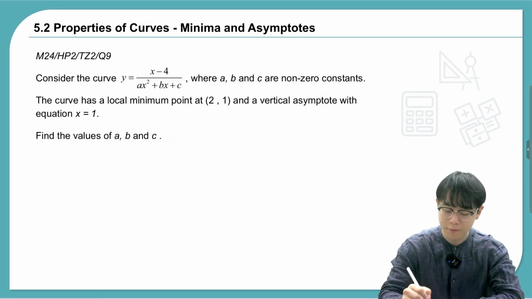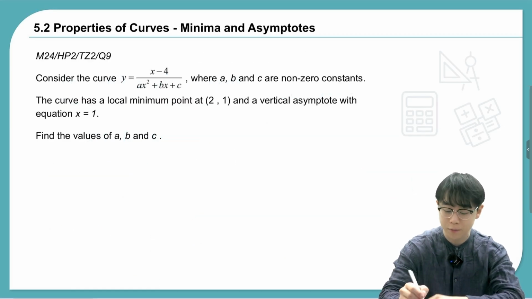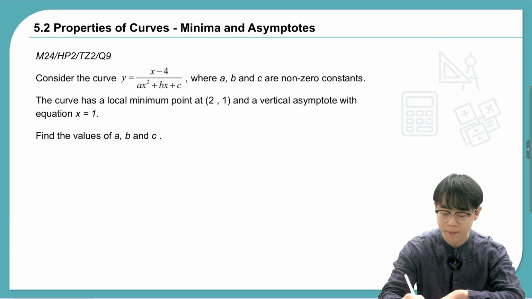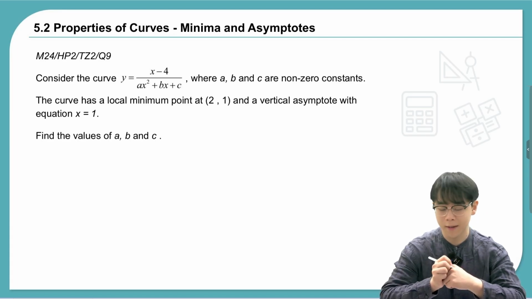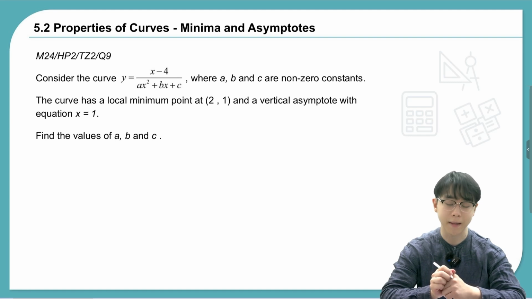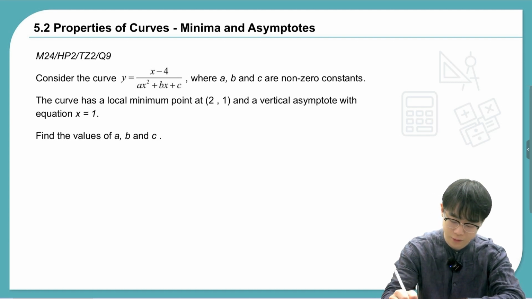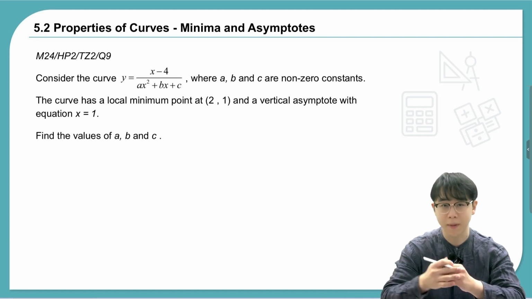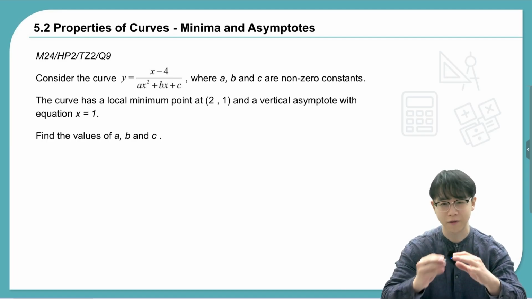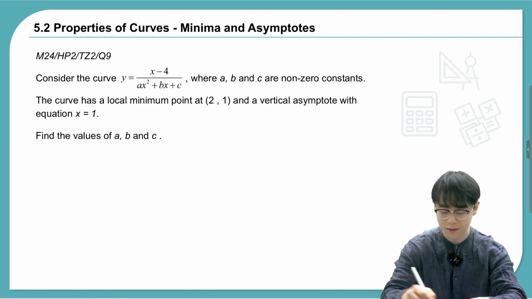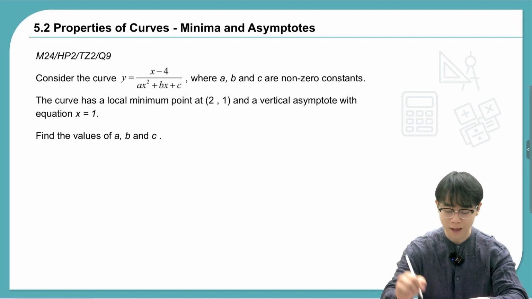We're given a curve that has y equals (x minus 4) over (ax squared plus bx plus c), and we're trying to find the non-zero constants a, b, and c. So we will try to use the information given to set up a bunch of equations, and we will probably have to solve a system of linear equations to find the value of a, b, and c.